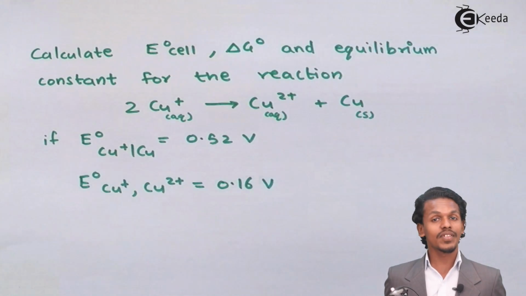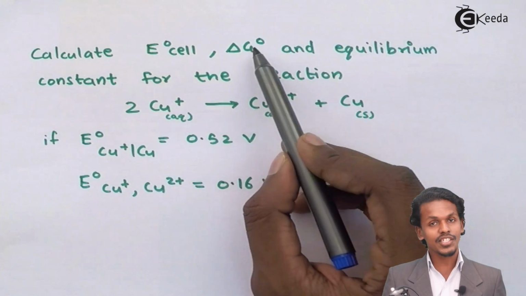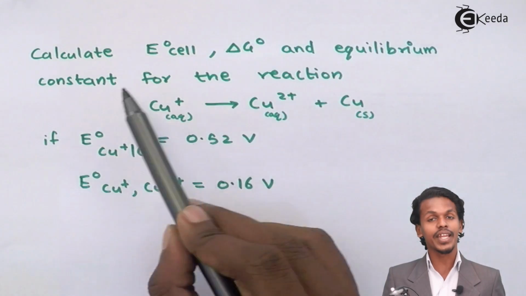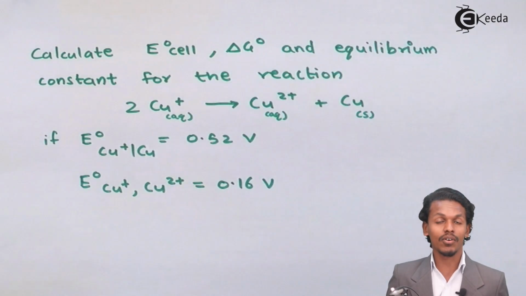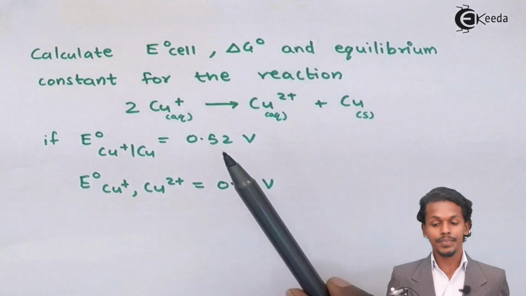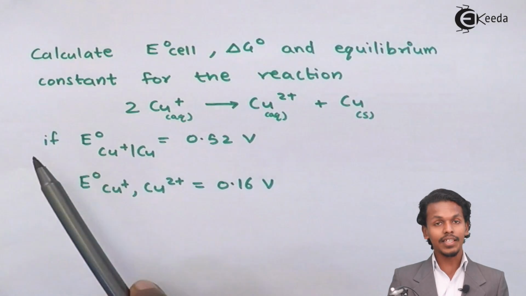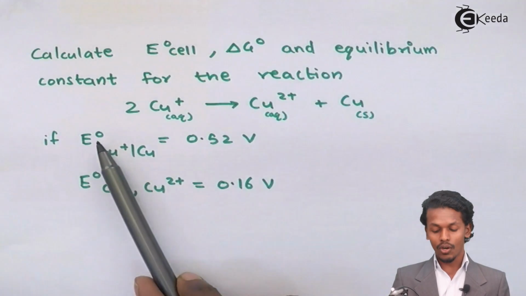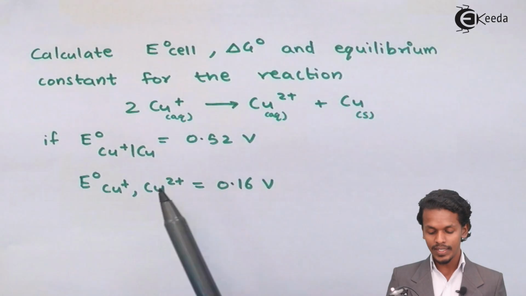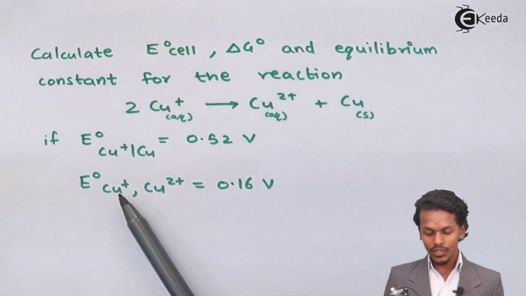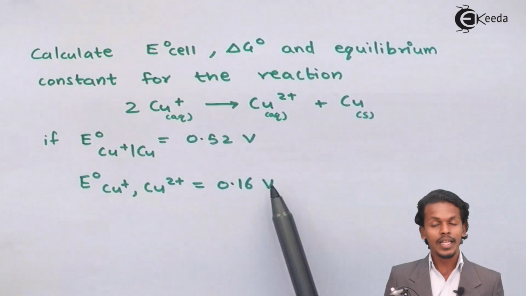So on the screen there is a question on how to calculate the E naught cell as well as delta G naught and the equilibrium constant for the given reaction. This reaction was not in 12th, but it was there in 11th standard redox reactions. In this case, the E naught of Cu plus converting into Cu is 0.52 volt, while that of Cu plus converting into Cu2 plus is given as 0.16 volt.